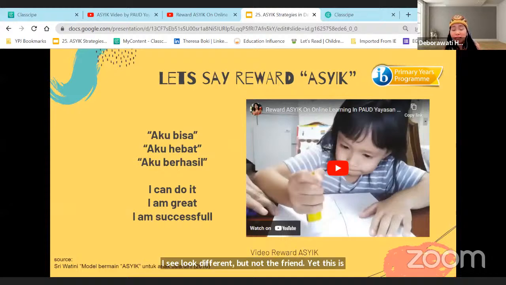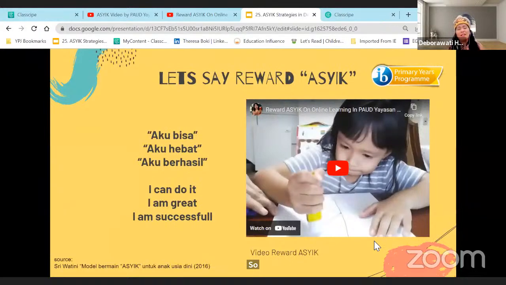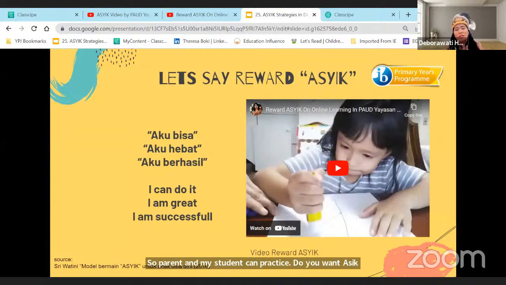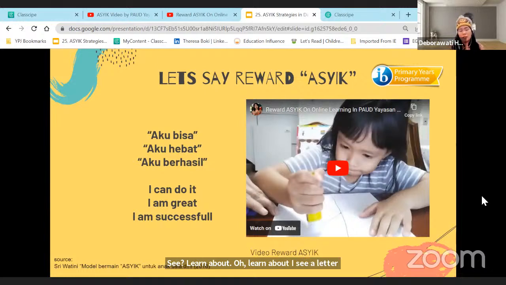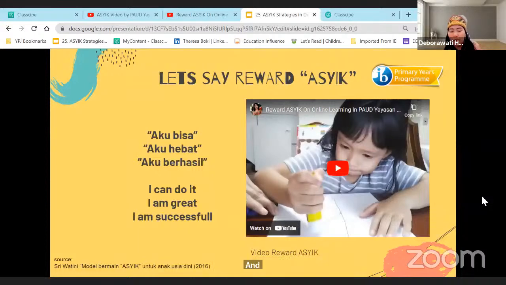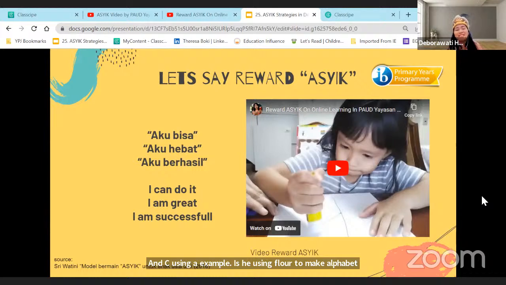This is my practice in my student online learning, and we are using Sway class. So parents and my students can practice reward ASYIK after learning about art. The example is using flowers to make the alphabet, and after that, giving a reward for her creation like that.